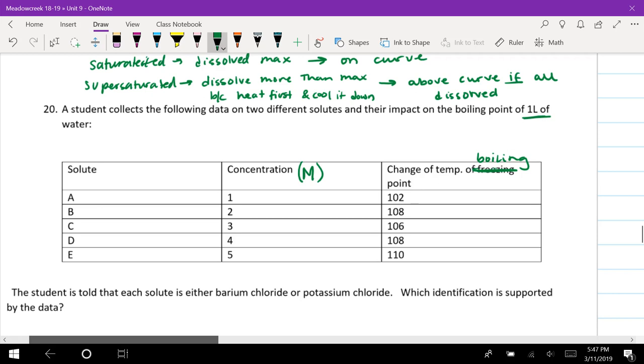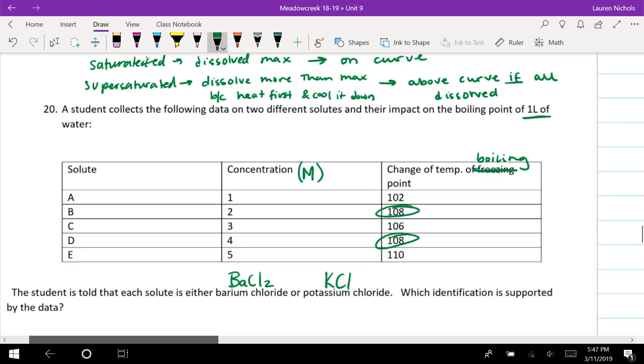And the student was told that A through E was either going to be barium chloride, which is BaCl2, or potassium chloride, which is KCl. So that means A through E have to be one of those two things. Now, when I'm looking at this data, one thing that sticks out to me is that 108 is the only one repeated, and it's repeated at two different concentrations.